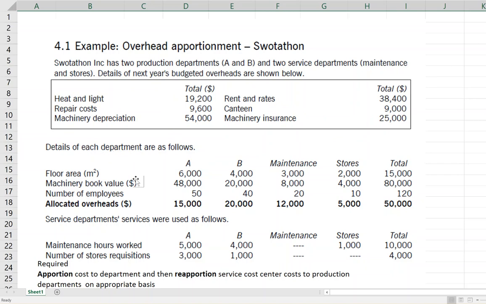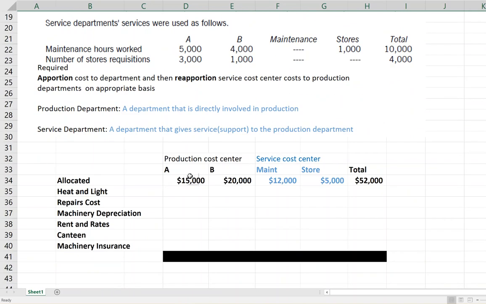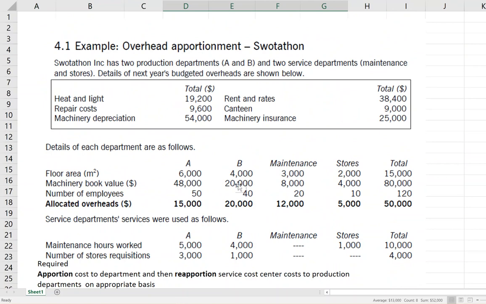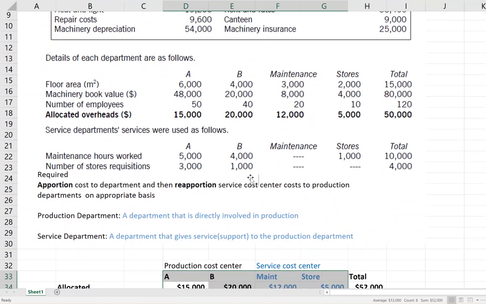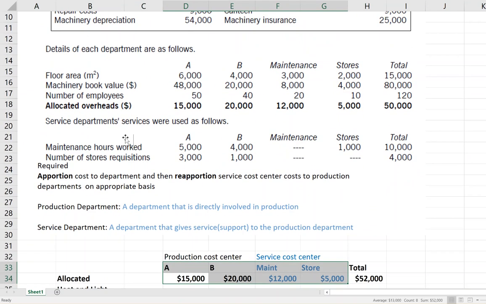Details of each department are as follows. We have floor area occupied by Department A, 6,000 square meters, 4,000, 3,000, 2,000, total 15,000. We have machine book value 48,000, 20,000, 8,000, 4,000. Number of employees 50, 40, 20, 10. Allocated overheads 15,000, 20,000, 12,000, and 5,000. So total becomes 50,000. Now, these allocated overheads are already given. Total is 50,000, and they have told us how much relates to a specific department. So there's no problem with allocated overheads. I've written them there. The problem is taking these 6 costs and dividing on departments.